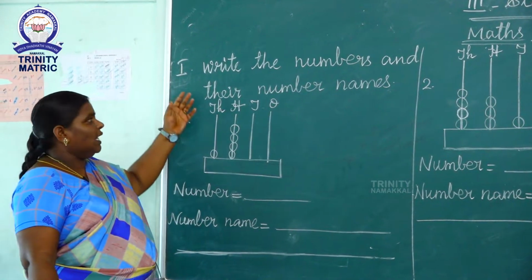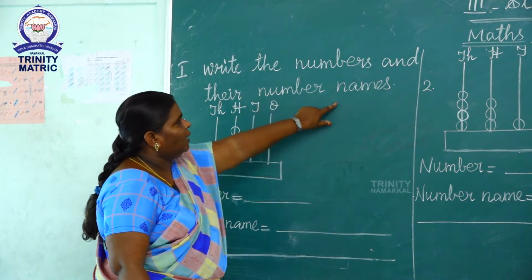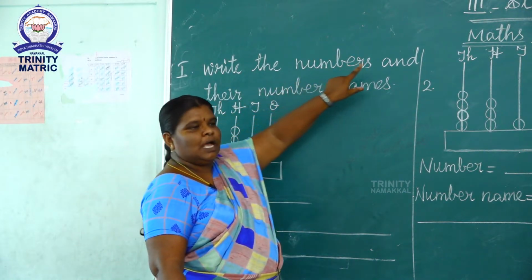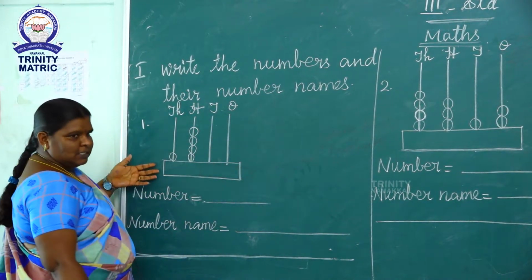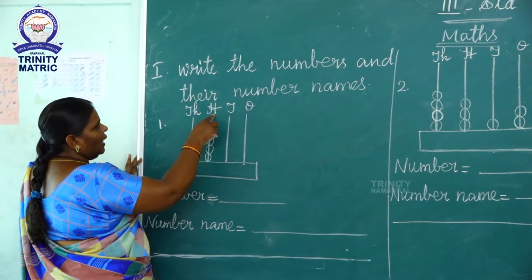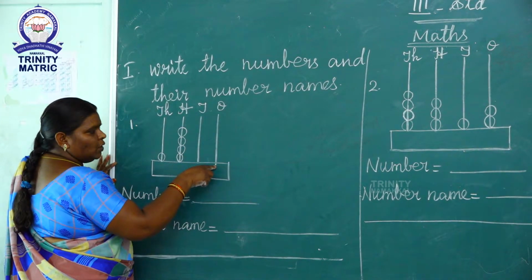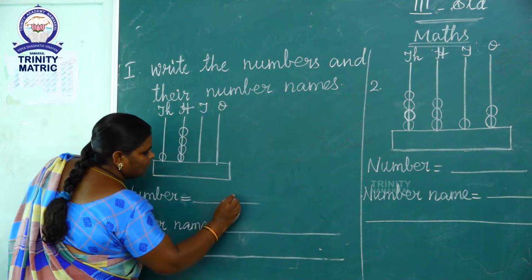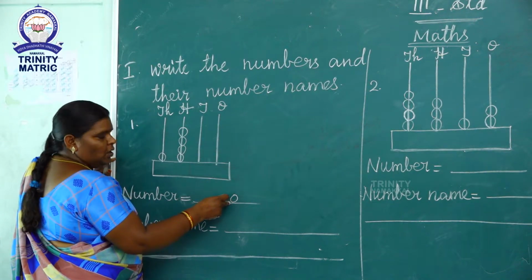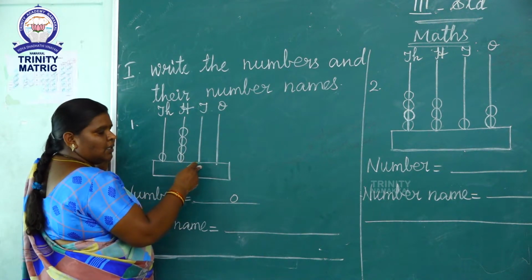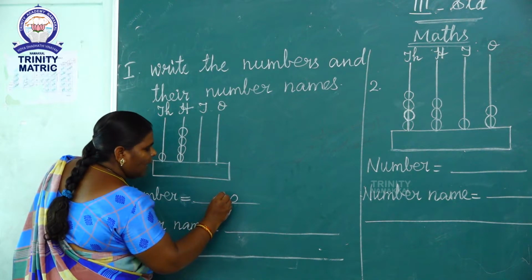Okay children, we go to see the sums. Write the numbers and their number names. There they give the abacus system. Ones, tens, hundreds, thousands. See the ones place. How many beads have here? No beads. So you put 0. Next, you see the tens place rod. How many beads have in the tens rod? No beads. So you again write 0.